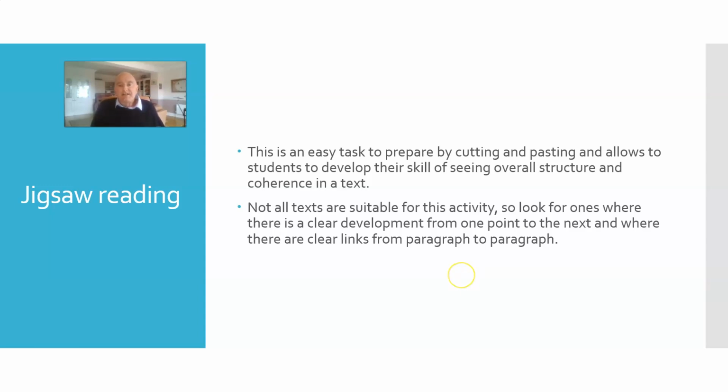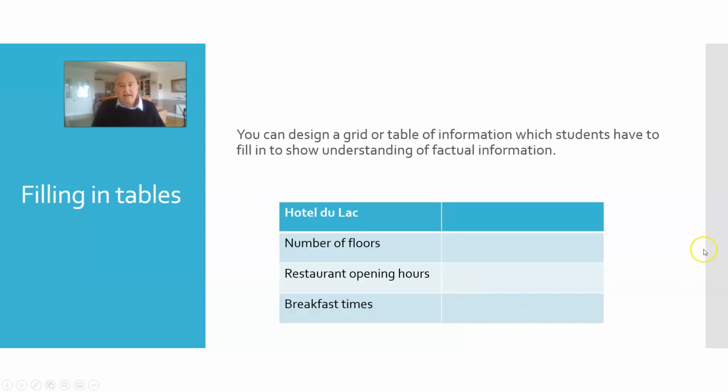So Jigsaw reading is a classic, usually for intermediate and above, and you cut and paste paragraphs, and you get them in the wrong order, and students have to put them in the right order. So it doesn't work with every sort of text, but where there's a clear development from one point to the next and clear links from paragraph to paragraph, that's quite a fun thing to do individually or in pairs. Filling in tables is quite a common practice with reading.